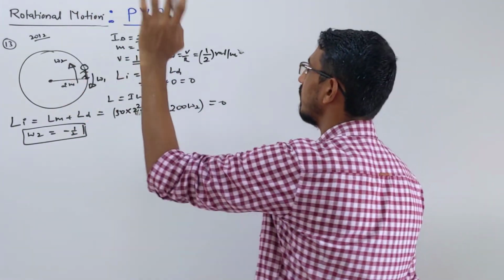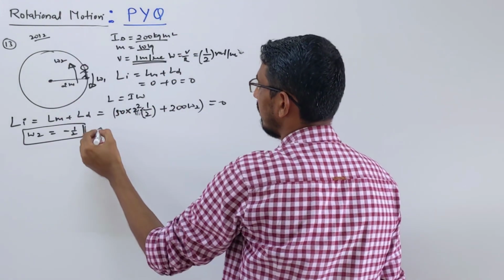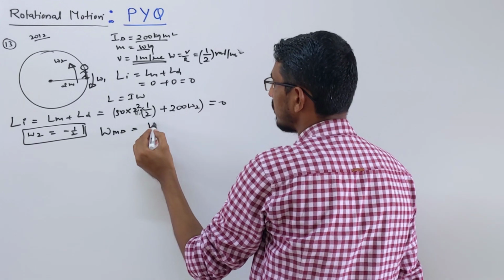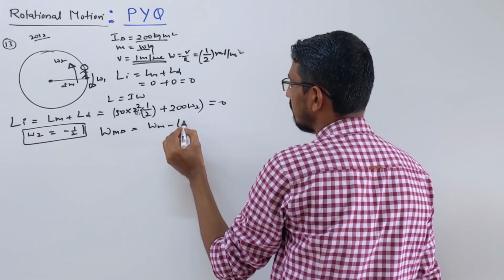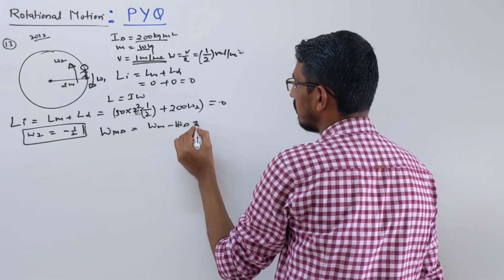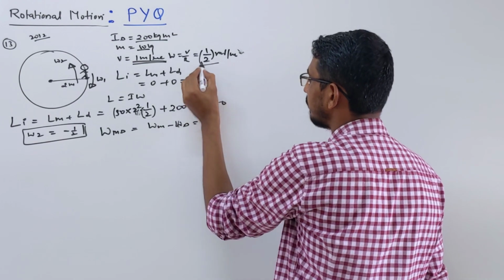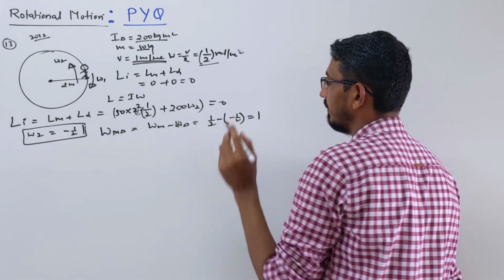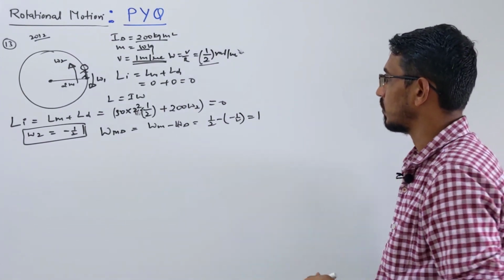Now give attention here, that relative velocity. This was given with respect to what? Ground. So we need the relative velocity of the man with respect to the disc. So relative velocity of man with respect to disc is velocity of the man minus velocity of the disc. Velocity of the man is 1 by 2, minus velocity of the disc, which came minus 1 by 2. This becomes simply 1 radian per second.